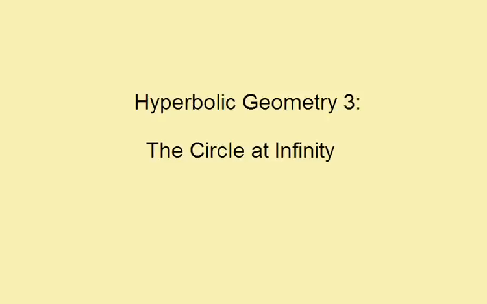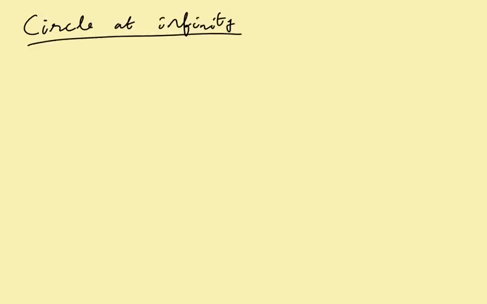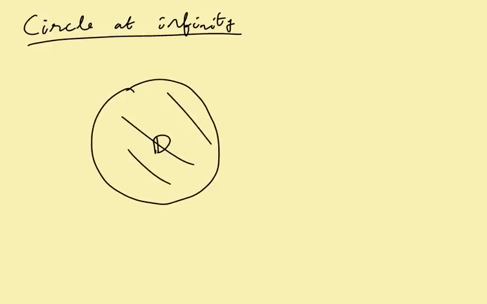In this short video, a rather nice construction and useful one associated to hyperbolic geometry. Okay, so firstly, what is the circle at infinity? Well, in the Poincare disk model, that is the unit disk, the D. This is the hyperbolic plane, and this is the circle at infinity. There's nothing to say about it.